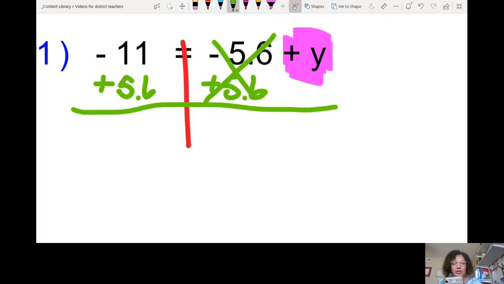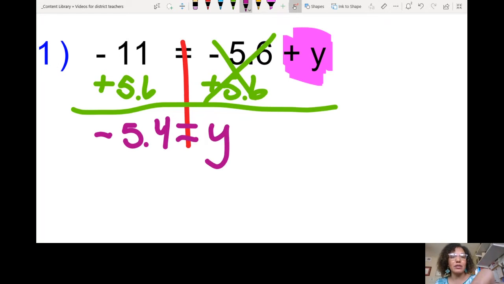Then I'll take my handy dandy calculator and I'm going to put in negative 11 plus 5.6. And that gives me negative 5.4 equals, and what's on the right side? Y, all by itself, which is exactly what you wanted. And that is my handy dandy answer.